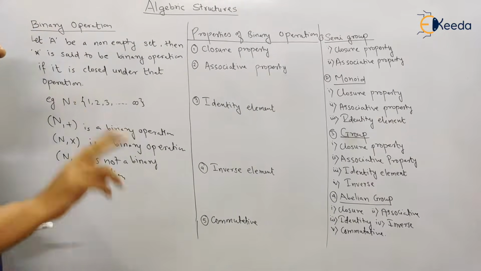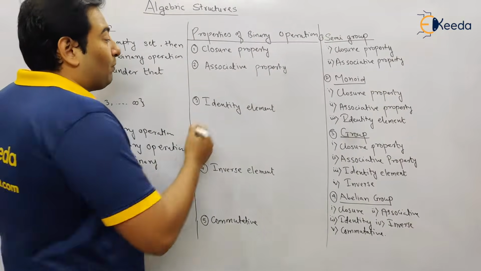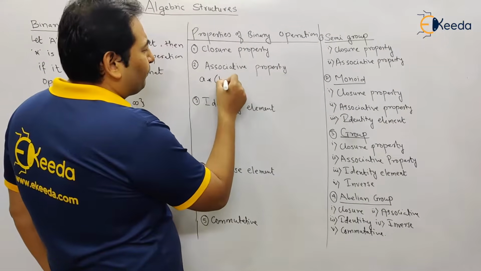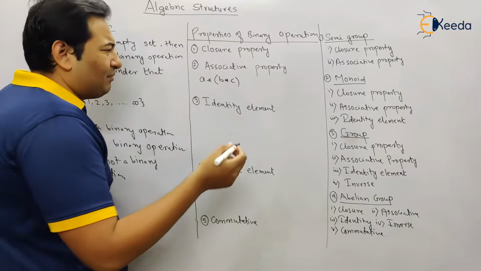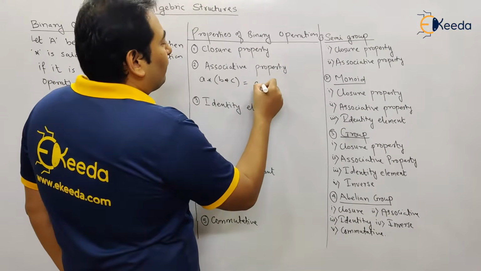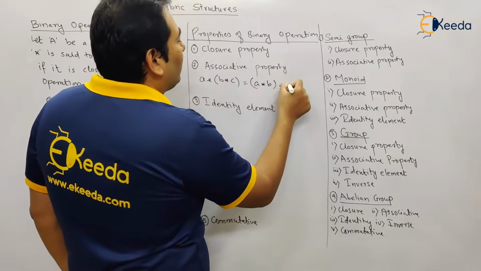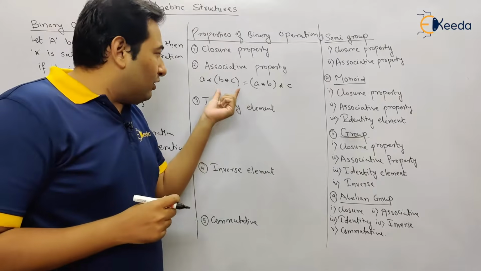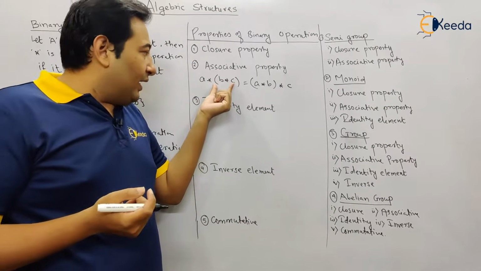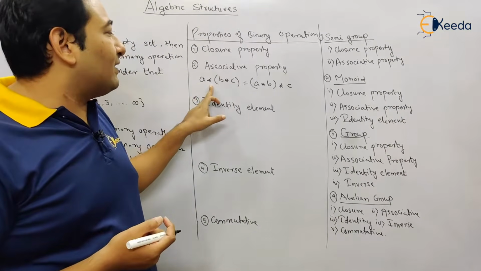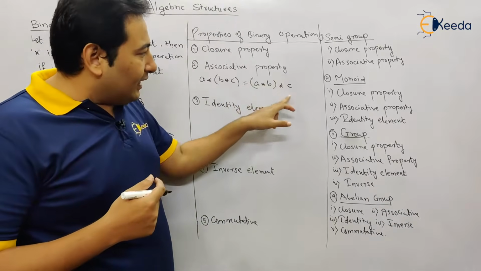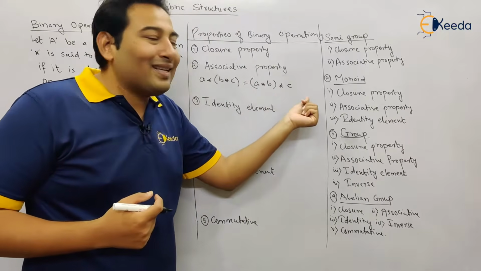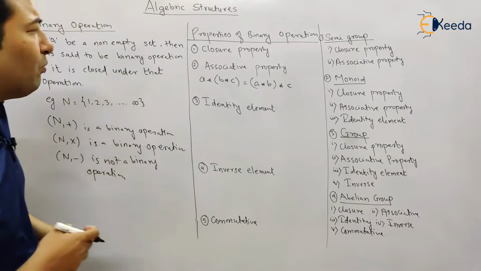What is the next property? Property number 2 is associative property. So what is the associative property? Let's say star is any operation. It can be plus, minus, addition, multiplication, whatever. So this property is called your associative property. That means if this is your expression, first of all, this particular bracket will be evaluated, and after that, A star the result of this. And here, first of all, this will be evaluated, and with the result of this bracket, star C. So obviously, you know this associative property.